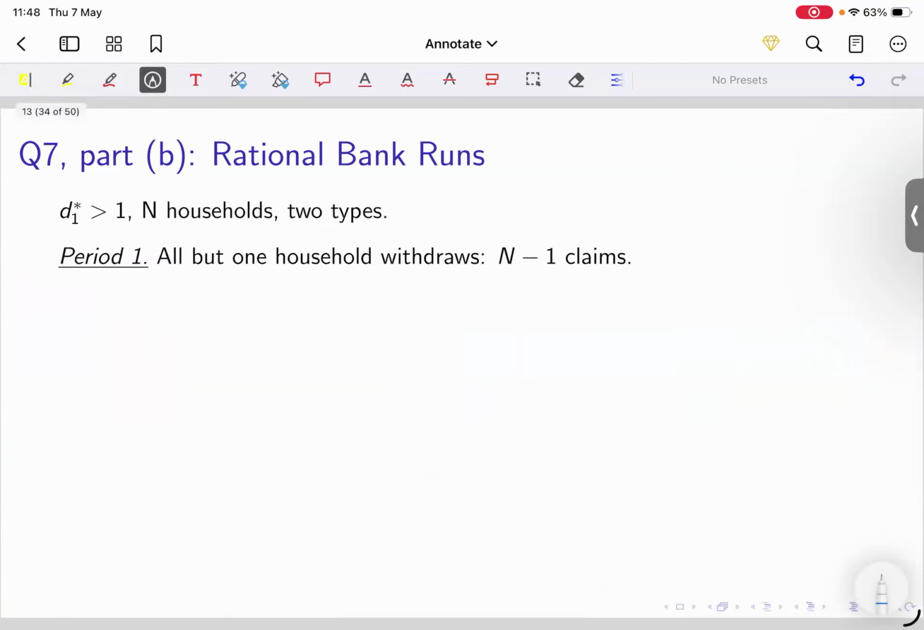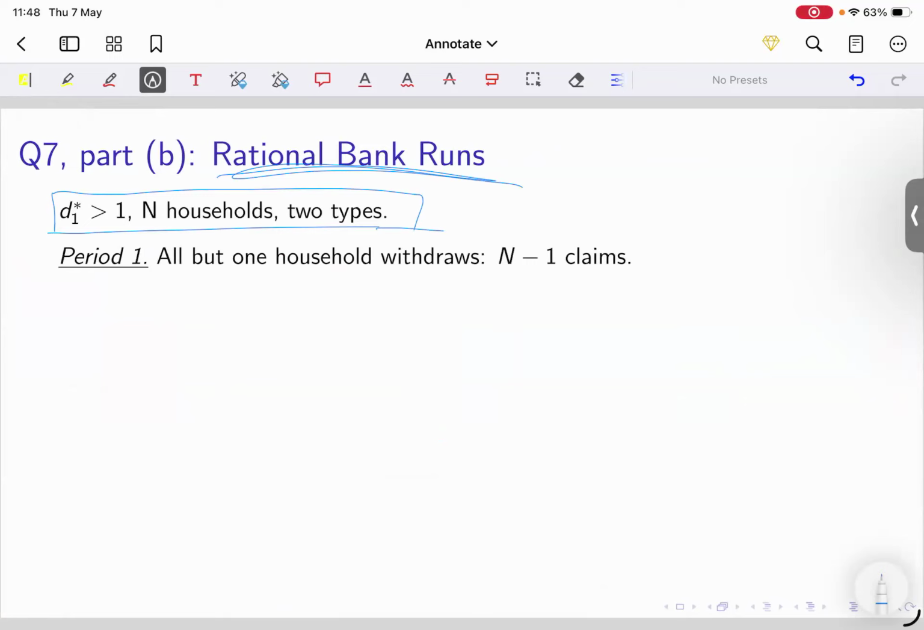So what do we know? D1 is greater than 1. We have n households, 2 types. We want to prove that it's rational to have a bank run. That is to say, everyone withdraws in period 1 and the bank fails.